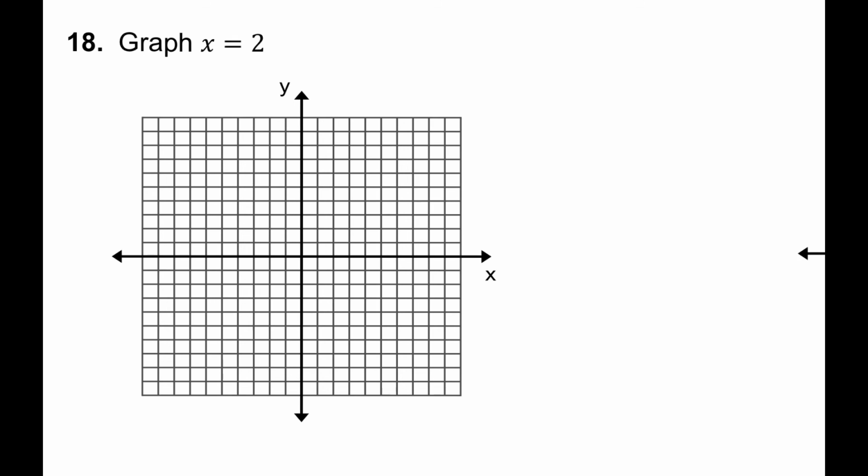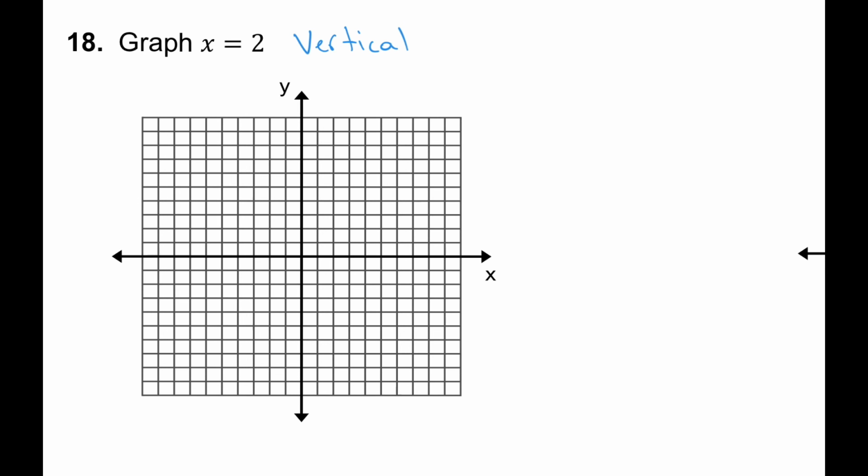Number 18 says graph x equals 2. First of all, we do not have the y variable. It's just an x equals 2. This one is going to be a vertical line. When you guys are missing the y value, you guys will have a vertical line at positive 2. It says x equals 2.